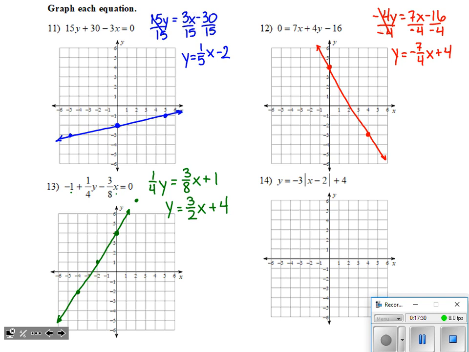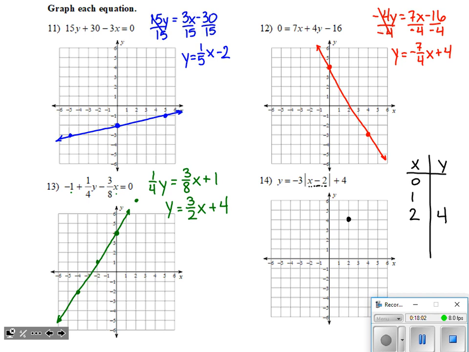For number 14, our absolute value function that we're graphing. Remember, we did this by making a table of values. And we want to find the most interesting value of x. What's going to be the x-coordinate of the vertex? In other words, what x value would zero out that absolute value? In this case, if x were equal to 2, then my absolute value would zero out. Now let's get the output, the y value that happens when I plug in x equals 2. I'd have -3 times 0 and then plus 4. So the point (2, 4) is my vertex.